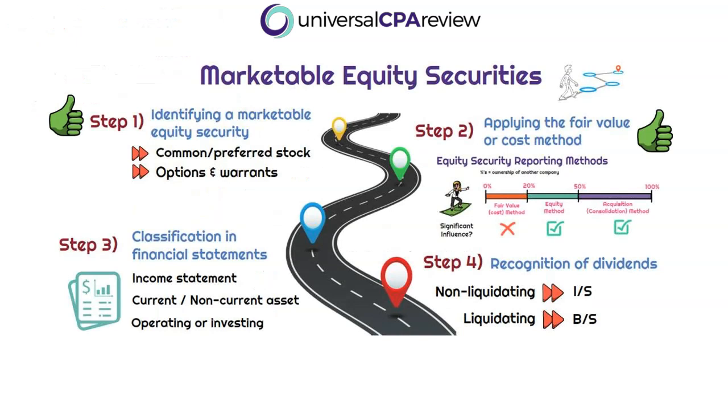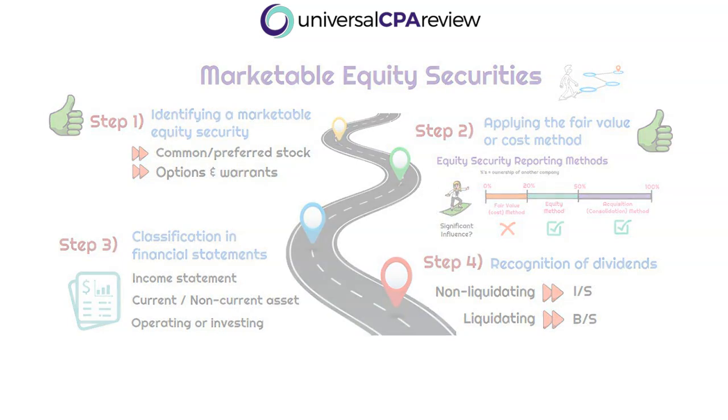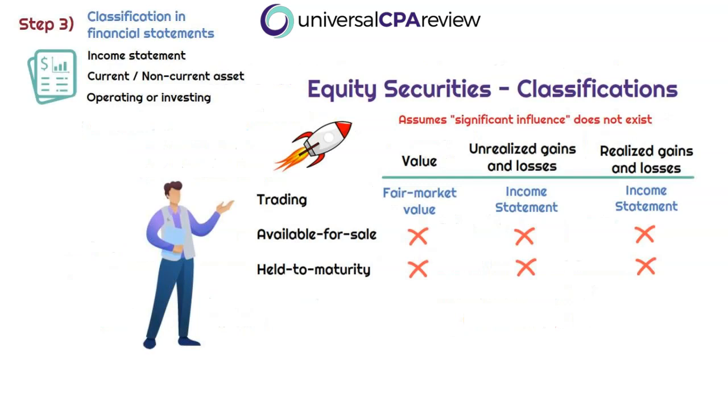So once we're comfortable with steps 1 and 2, meaning we've identified that it's a marketable equity security and that we're going to use the fair value or cost method for this investment, then we need to determine how to classify it in the financial statements. And this could consist of the income statement, the balance sheet, and the statement of cash flows. A majority of the questions are going to relate back to the income statement.